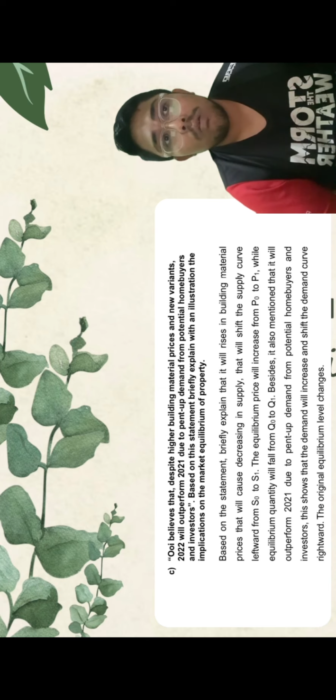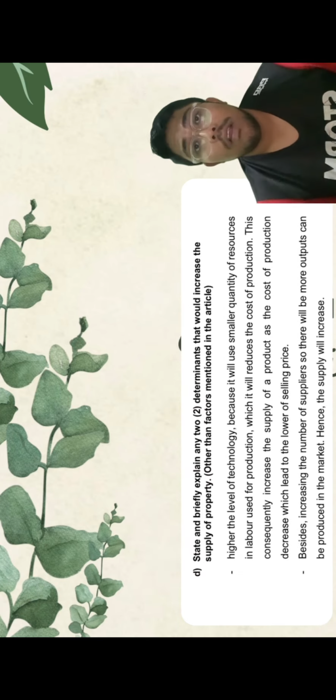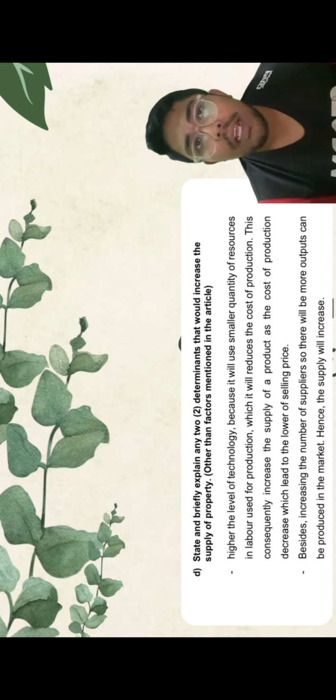Besides, it's also mentioned that 2022 will outperform 2021 due to pent-up demand from potential home buyers and investors. This shows that the demand will increase and shift the demand curve rightwards. The original equilibrium level changes. The last one is question D: state and briefly explain any two determinants that would increase the supply of property.